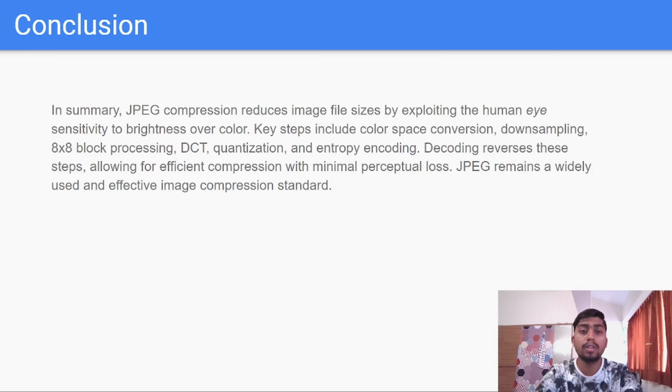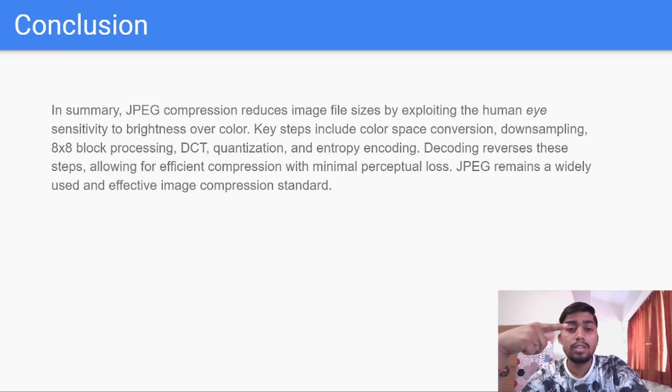Summarizing what we have seen in this video through a conclusion, JPEG compression is a sophisticated process aimed at significantly reducing image file size while maintaining acceptable visual quality. The algorithm begins with a color space conversion, transforming the image from RGB to YCbCr and separating luminance and chrominance information. Downsampling of the chrominance channel follows, leveraging the human eye's decreased sensitivity to color details. The image is divided into 8 cross 8 pixel blocks for efficient processing.